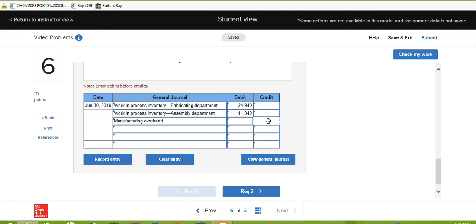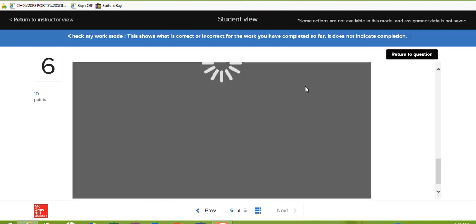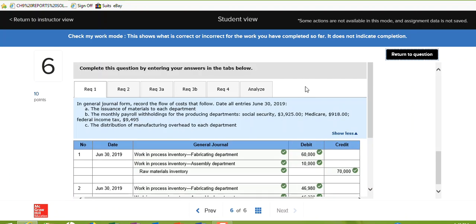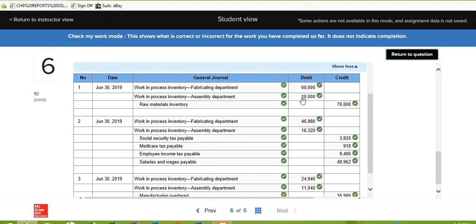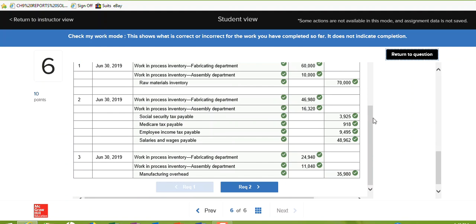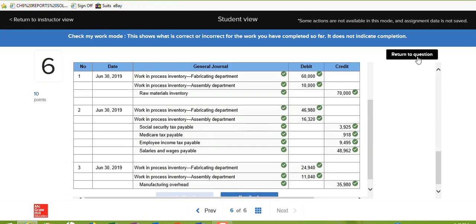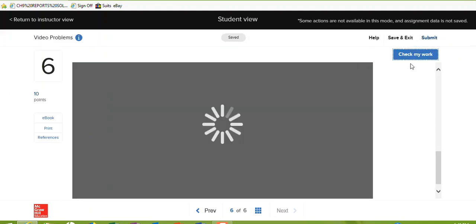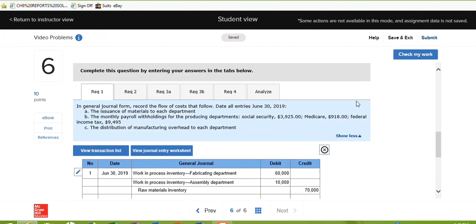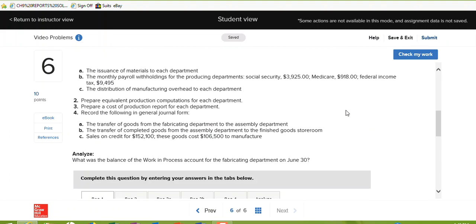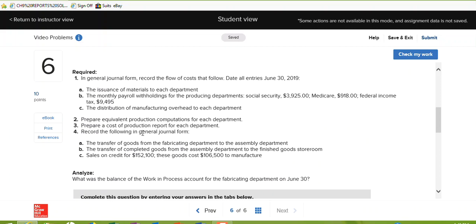If we add those up, we actually are applying $35,980 in overhead. All right, let's check one more time, make sure I've got my journal entries correct. So yours should look like this. Your amounts probably will be a little different, but that's basically what it should look like. And that's requirement 1.